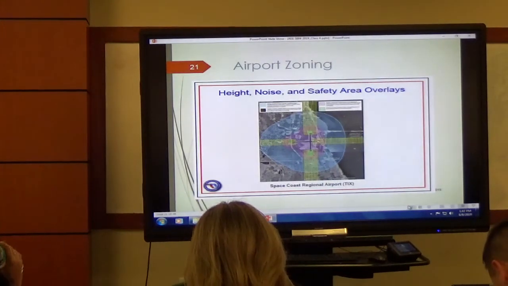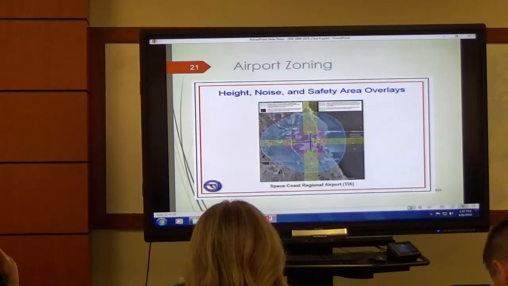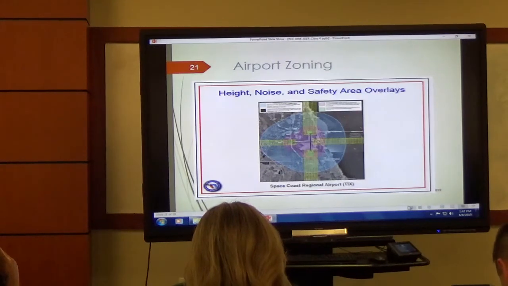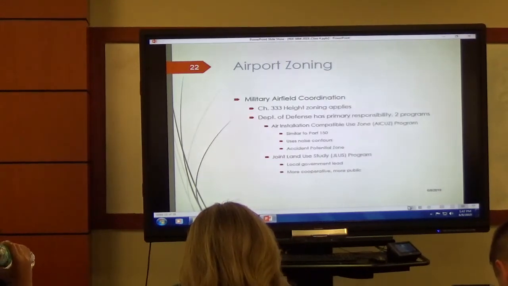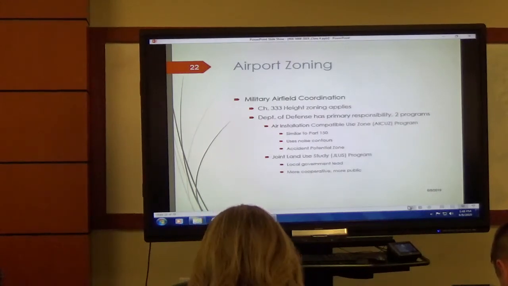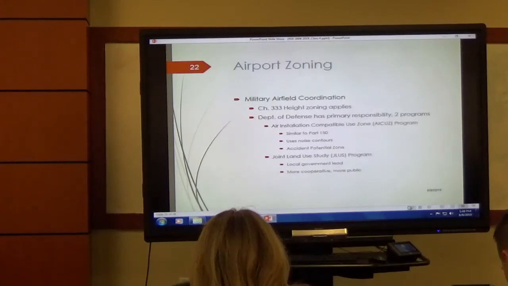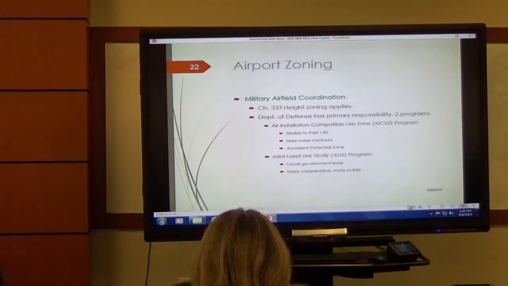This is another example of, this is kind of showing where the runways are and what the overflight areas are for another particular airport. In some parts of the state, like Jacksonville and Tampa, there are military air bases also. And there is a requirement in state law that military airfields coordinate with the local government under the comprehensive planning that's done under Chapter 163.